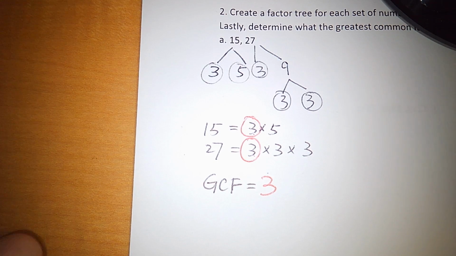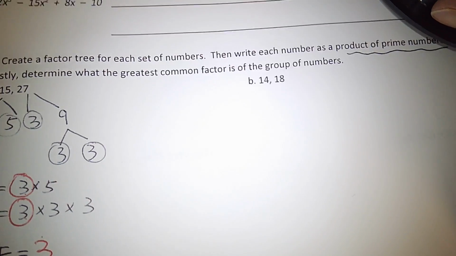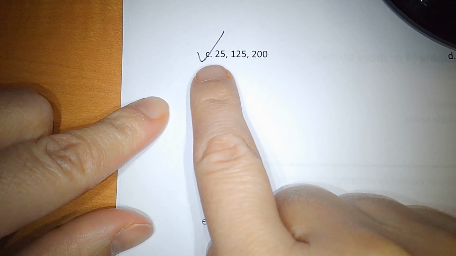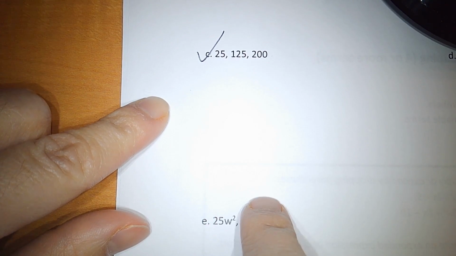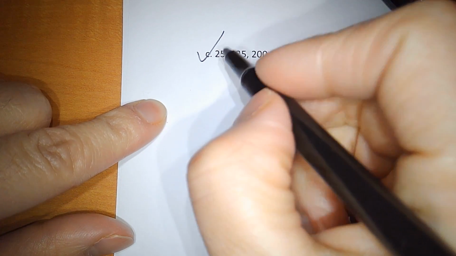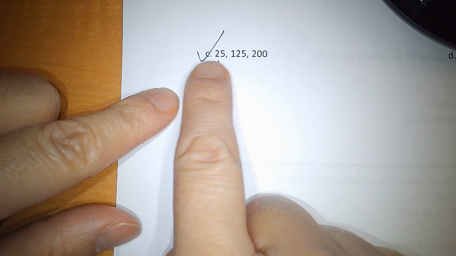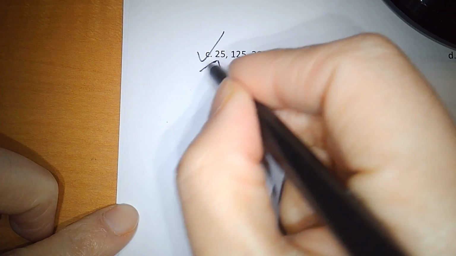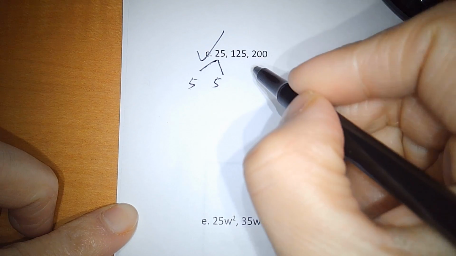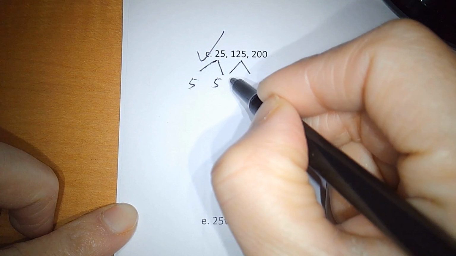Do you want to try another question? Question B I will leave for yourself. Let's try a list with three numbers. So let's do question C. Find the GCF for 25, 125, and 200. At first, what should we do? Factor each number by prime numbers. So 25 can be factored as what? 5 times 5. And 125 can be factored as what?